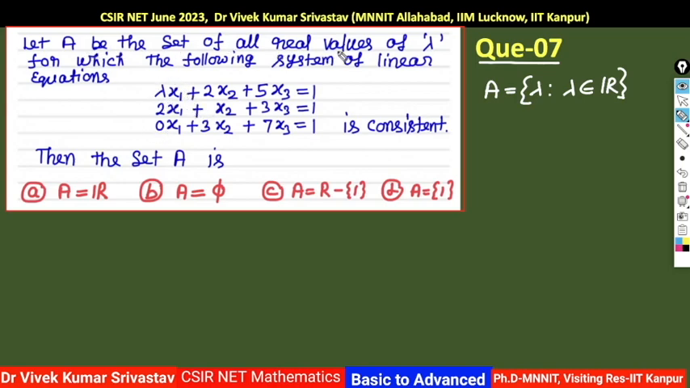तो कह रहे हैं, A है द सेट ऑफ ऑल रियल वैल्यूज ऑफ λ फॉर विच द फॉलोइंग सिस्टम ऑफ लीनियर इक्वेशन इज कंसिस्टेंट. हमें बताना है किसके लिए ये कंसिस्टेंट होगा. λx1 + 2x2 + 5x3 = 1, 2x1 + x2 + 3x3 = 1, 0x1 + 3x2 + 7x3 = 1. कंसिस्टेंट मतलब जिसके पास सोल्यूशन हो. सोल्यूशन का मतलब रैंक ऑफ दिस मैट्रिक्स A मस्ट बी इक्वल टू द रैंक ऑफ आर्गुमेंटेड मैट्रिक्स. ये आपका सेटिस्फाई होना चाहिए. कंसिस्टेंट का मतलब है सोल्यूशन एग्जिस्ट करना.